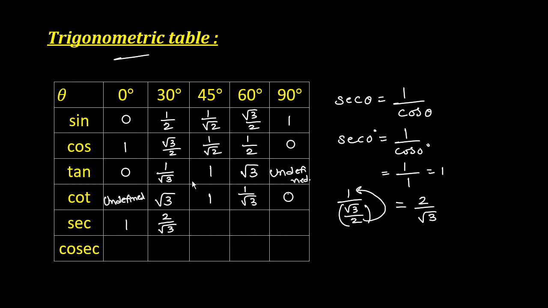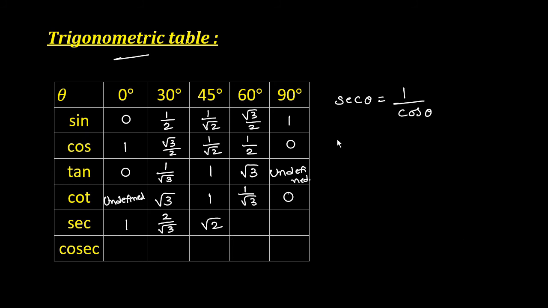Next, secant 45. Secant 45 means 1 by cos 45. 1 by cos 45 is 1 by root 2. Same, denominator of denominator becomes numerator. So root 2 by 1. Root 2 by 1 is root 2. Secant 45 is root 2.